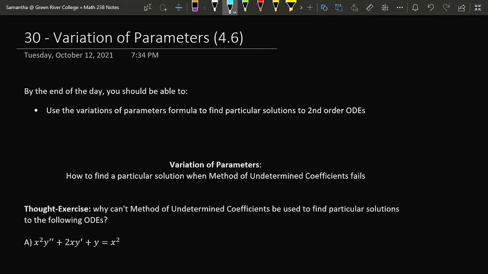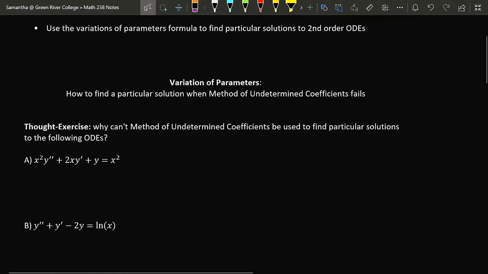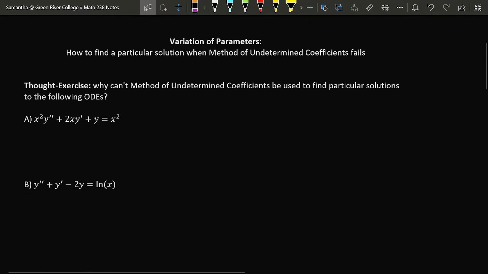Today we're going to talk about an alternative way to find a particular solution to a non-homogeneous second-order differential equation. Now we have the method of undetermined coefficients, but every once in a while you'll run across a second-order differential equation to which this method cannot be applied.